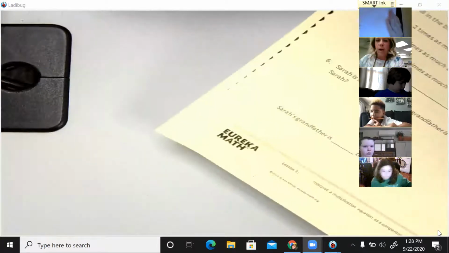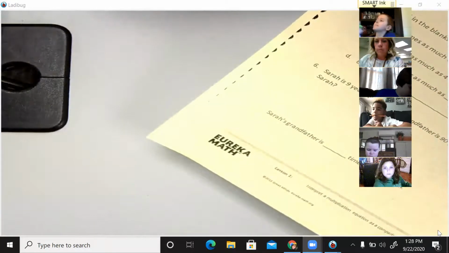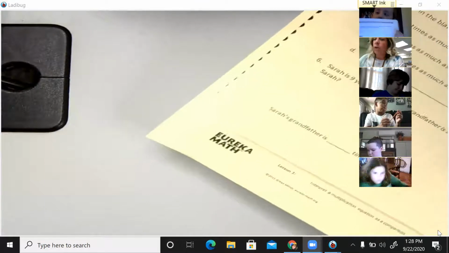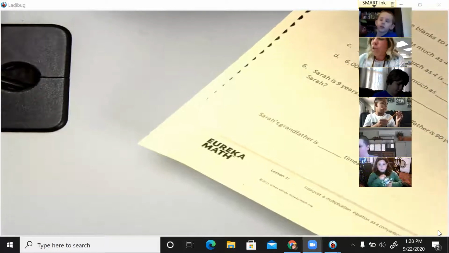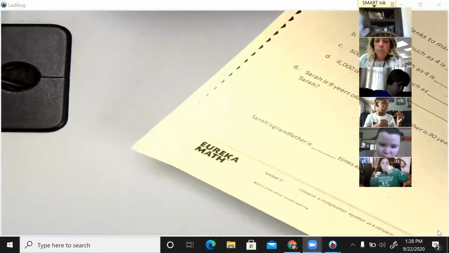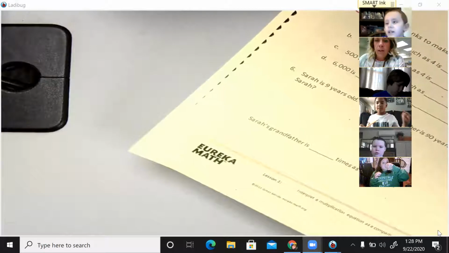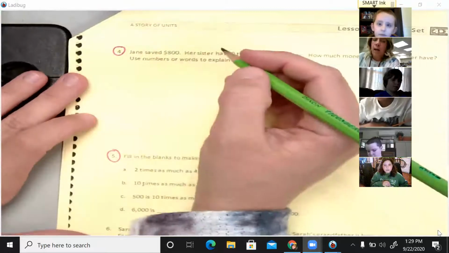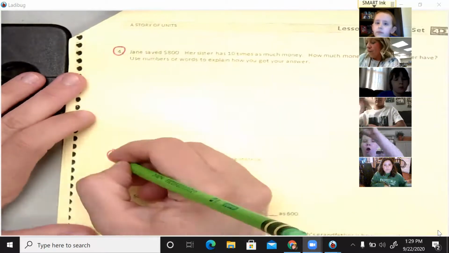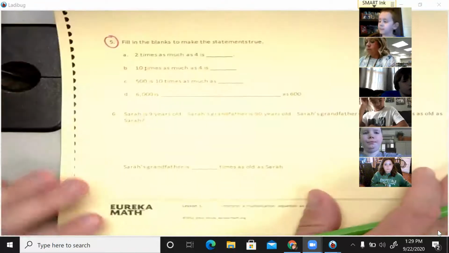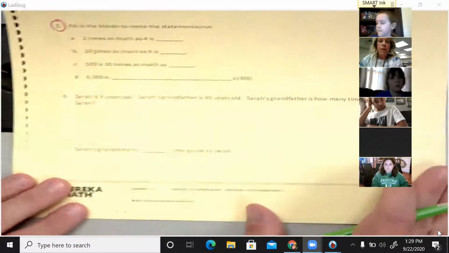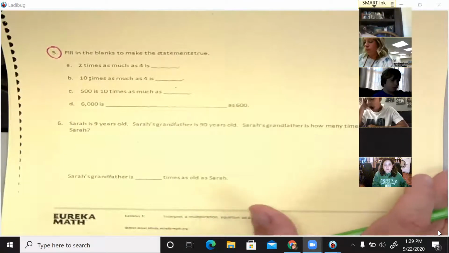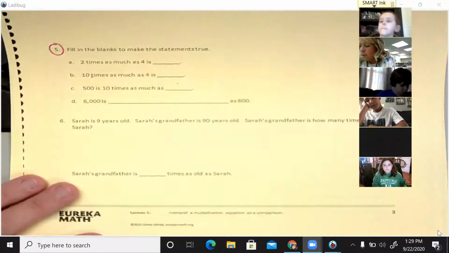Does it say Jane at the top? It's too small on my screen. Does it say number 4, Jane saved? Yes. Okay. So yesterday your assignment was to do number 4 and 5. So today we're going to do number 6 together. And then if anyone had any problems with any of the questions from yesterday, I'll meet with you after we go over these. Miss Olivia, can you read number 6, please?